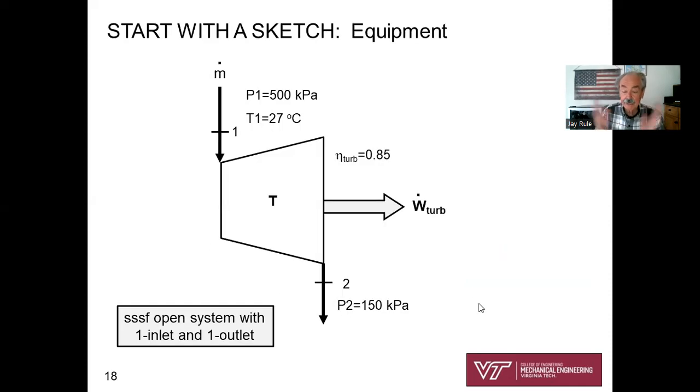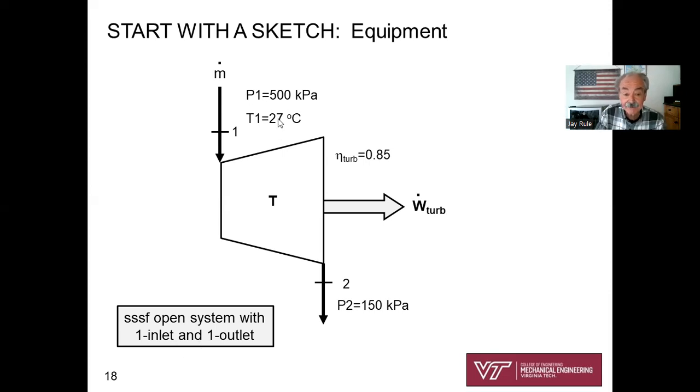Let's start with a sketch. Same idea, so I won't belabor this point. Your turbine sketch is supposed to look like the real world equipment. I've labeled our m dot going in, which will exactly equal m dot out since it's steady state, steady flow, open system with one inlet and one outlet.